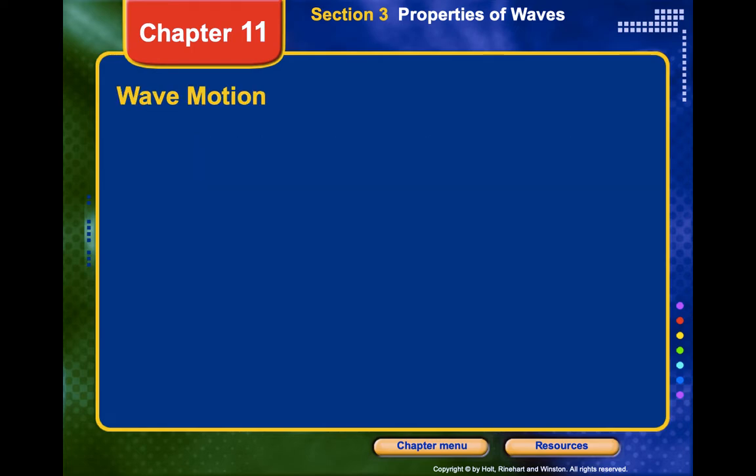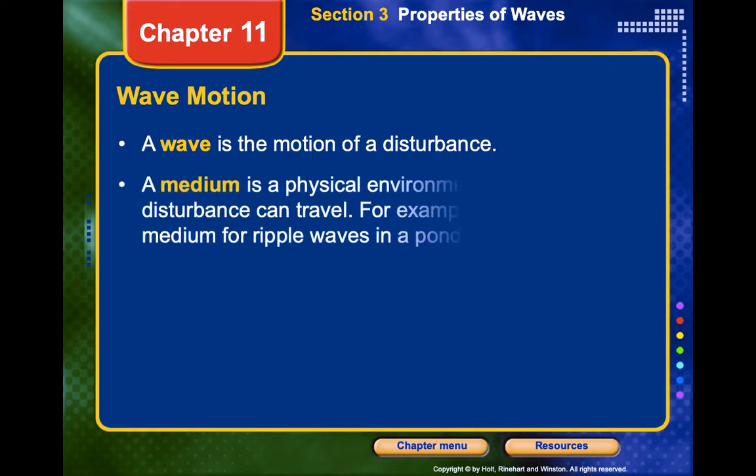All right, so wave motion. What is wave motion? Well, a wave is, by definition, the motion of a disturbance. It is energy moving from one point to another. The material through which the energy moves is called a medium. For example, if there are ripples in water, the medium would be water. So the water is the necessary medium for that wave to propagate.